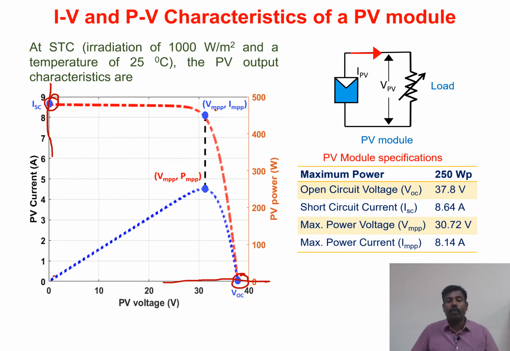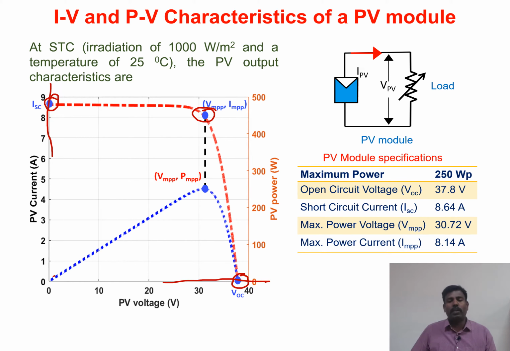Another significant point is VMPP and IMPP. This particular panel gives a maximum power point voltage of 30.72 volts and a current of 8.14 ampere. If you vary the load from, for example, R equal to 0 to infinity, we get different operating points over the PV characteristics.